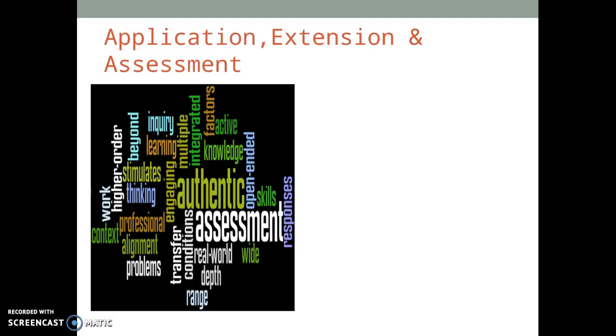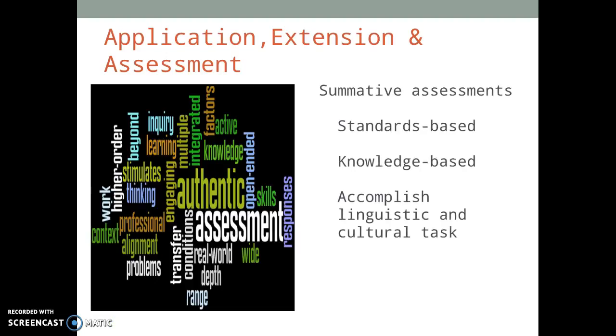These activities, whether used for assessment or not, tend to be standards-based in that they require the student to have an acquired knowledge base which is used to accomplish a linguistic and cultural task. So, for assessments, we can use application and extension ideas, but we must be careful in designing rubrics that the student can refer to throughout the unit. And this aspect will be discussed further in Module 7C.